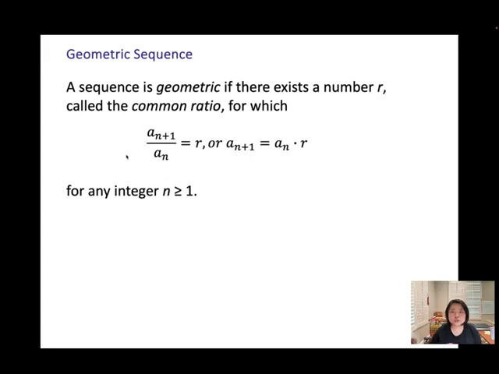A sequence is geometric if there exists a number r called the common ratio. You can use the second term divided by the first term, then you're going to get the r, the ratio. Or you could use the third term divided by the second term, then you're going to get the r ratio here. We have the general term a n plus 1 equal to a n times r. I want you guys to highlight this formula. This is the general term for geometric sequence.